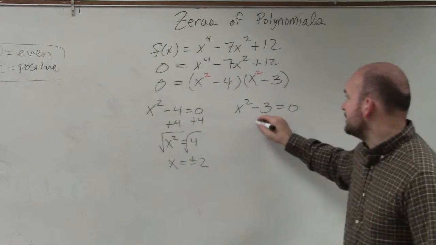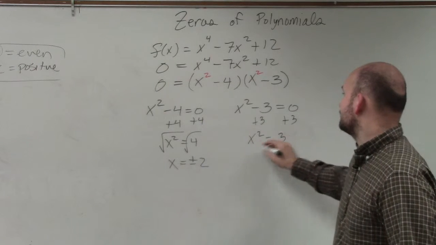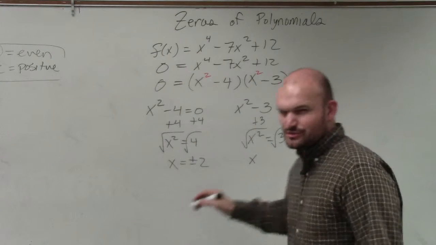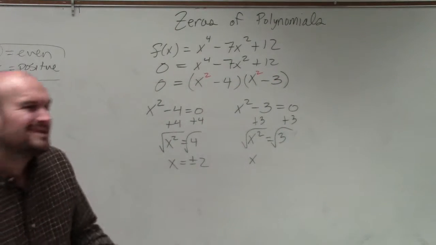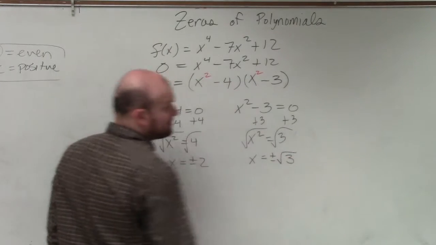Over here, I'd do the same thing. I'd add a 3 to both sides. Then I have x squared equals positive 3, and take the square root of both sides. Well, can we take the square root of 3 like we did 4? No. So unfortunately, we're just going to leave that as the square root of 3.